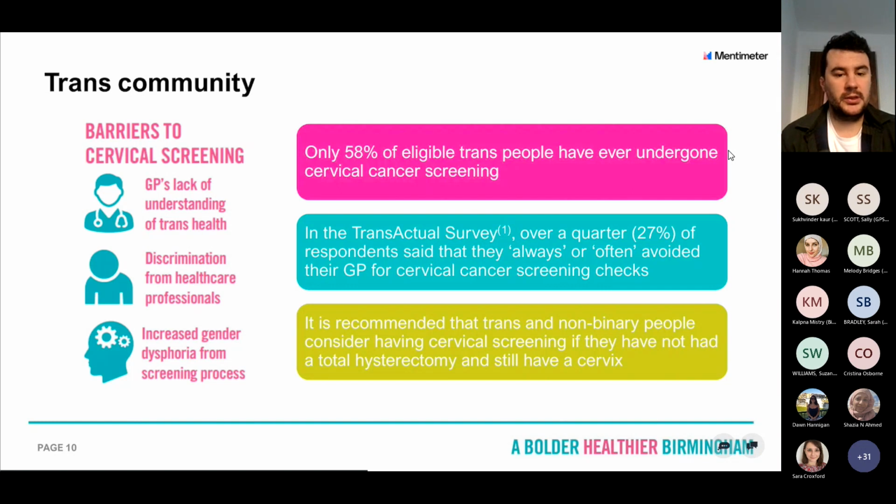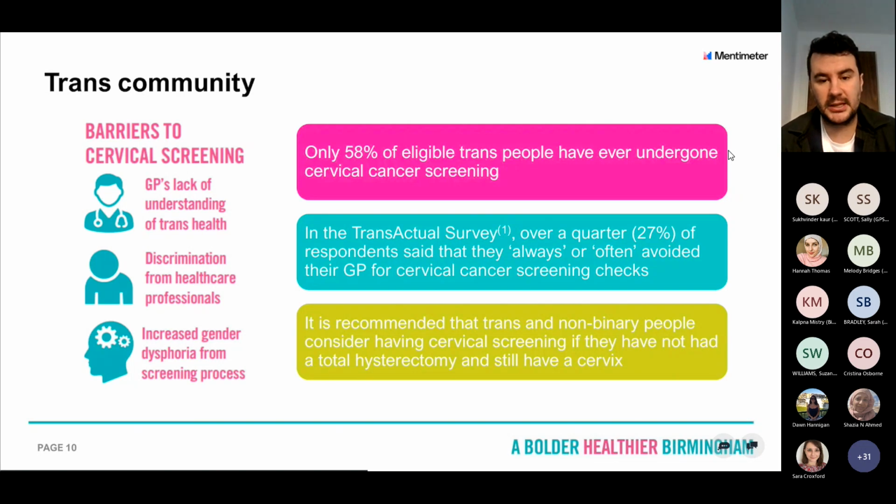So the trans community is one that faces lower rates of cervical cancer screening. You'll see that some of the barriers of cervical cancer screening include GPs' lack of understanding of trans health, discrimination from healthcare professionals, and increased gender dysphoria from the screening process. I think it's really important to make sure that we're using trans inclusive language, and that the language we use when we're talking about cancer screening or cervical cancer screening is really relevant to each community. For example, in this case, with the trans community, saying women and other people with a cervix allows it to encompass people from the trans community.